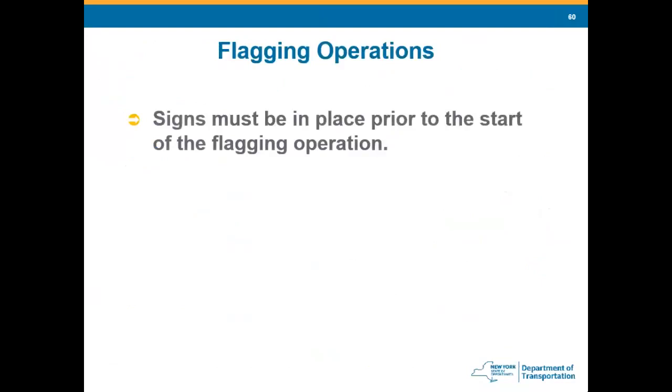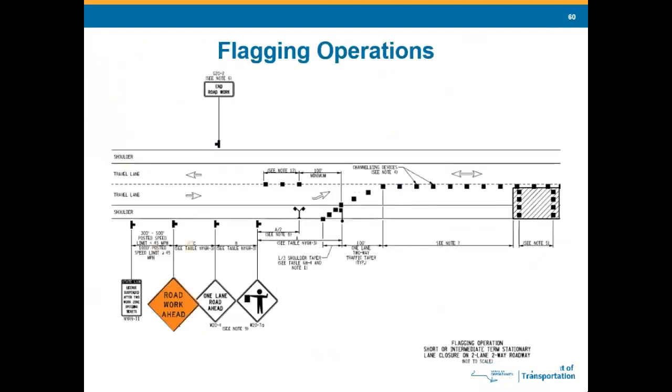Signs must be in place prior to the start of the flagging operation. And again, these are the signs. Road work ahead, 1 lane ahead, there's the flagger. There's the actual flagger. And there it is, yes, the flagger tree.